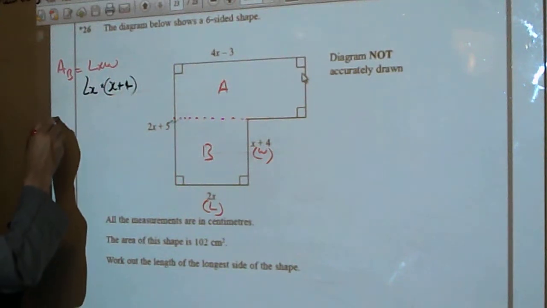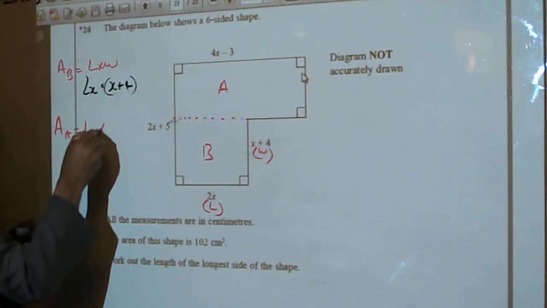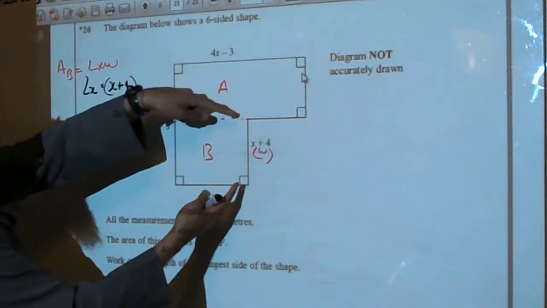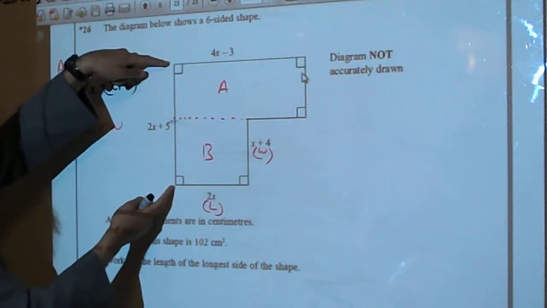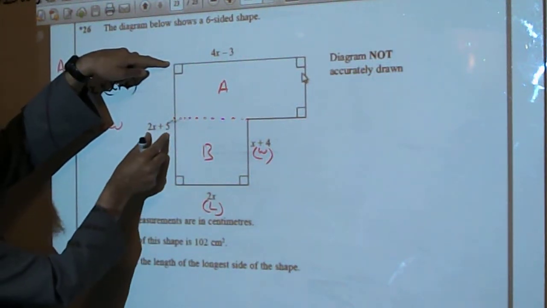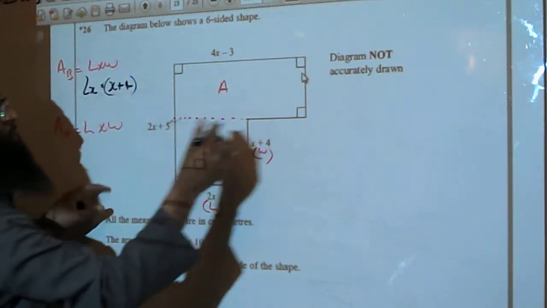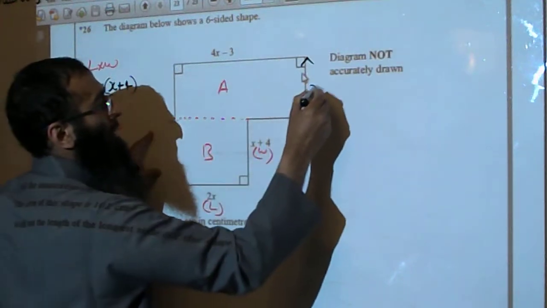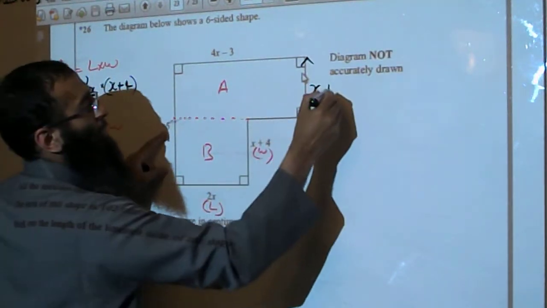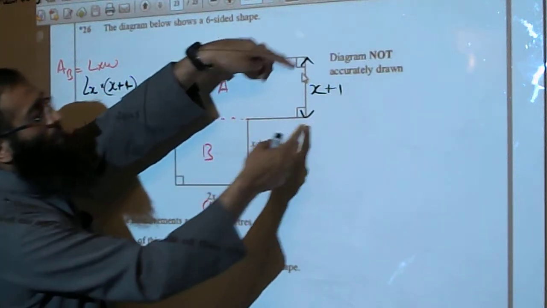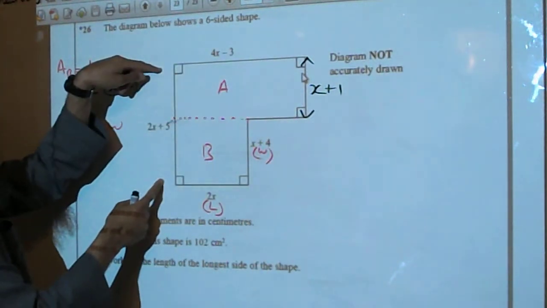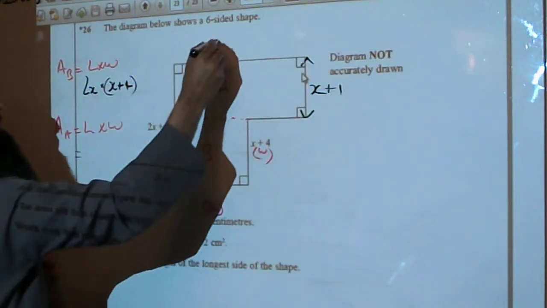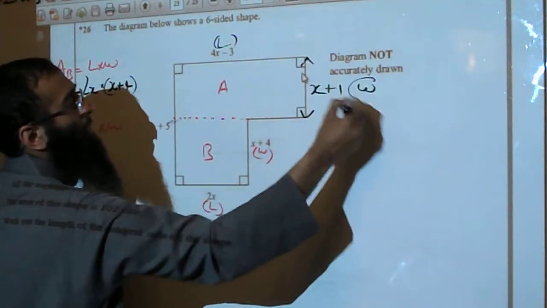It doesn't matter if we're doing it in this particular order. That's also length times width. Now, if you know the height here is x plus 4, and that's 2x plus 5 altogether, then if we do 2x plus 5 minus x plus 4, it will give us the height of this part here. So 2x minus x is equal to x. 5 take away 4 is equal to 1. So x plus 1 add x plus 4, which is 2x plus 5. So the length of A is equal to 4x minus 3, and the width is over here.